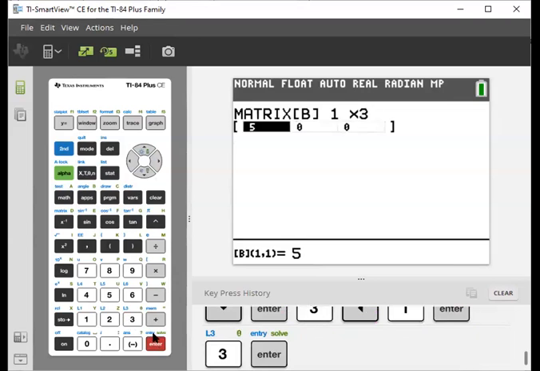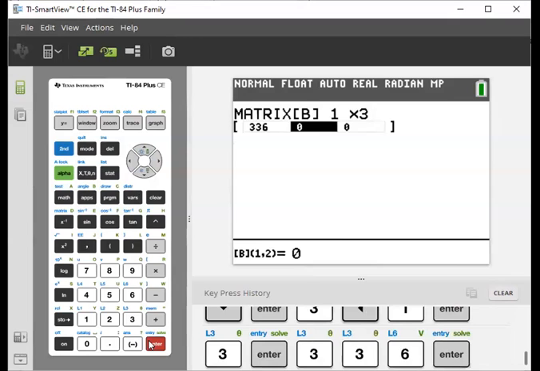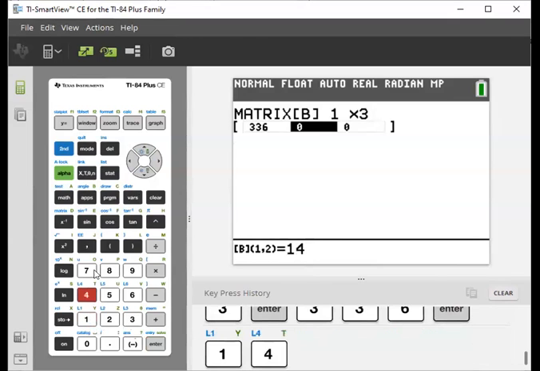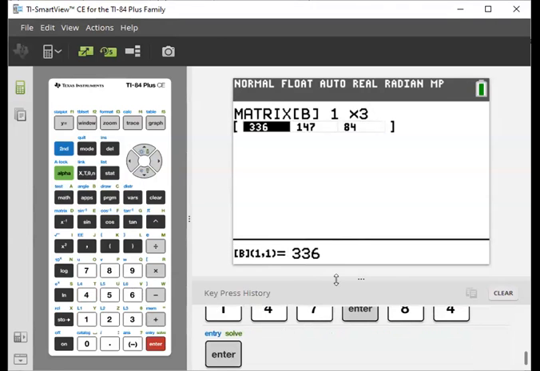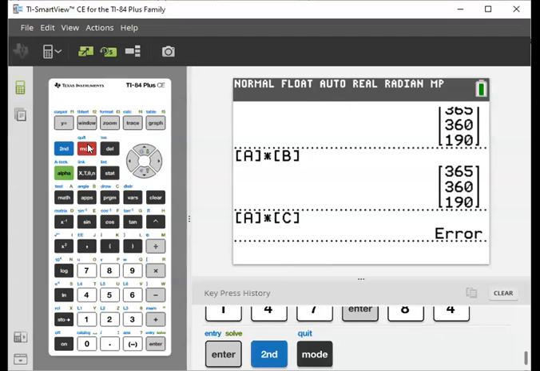This is going to be her July budget when we got to add the 5% increase. So 336, 147, and 84. Okay. Typed in the June budget, typed in the July budget. I'm going to get out of here, second quit.